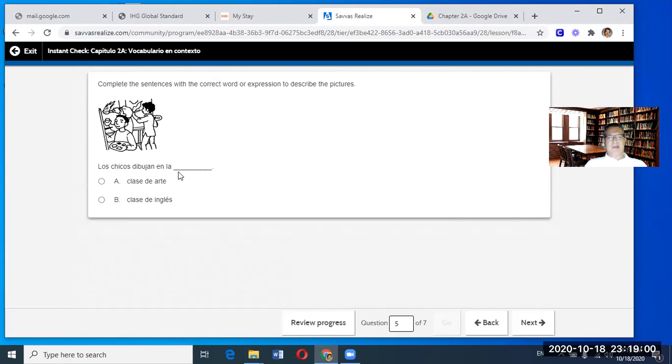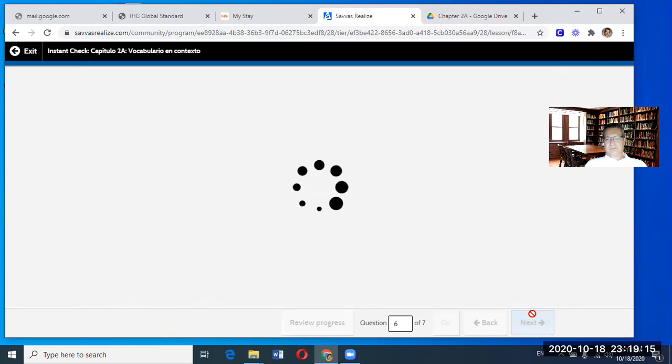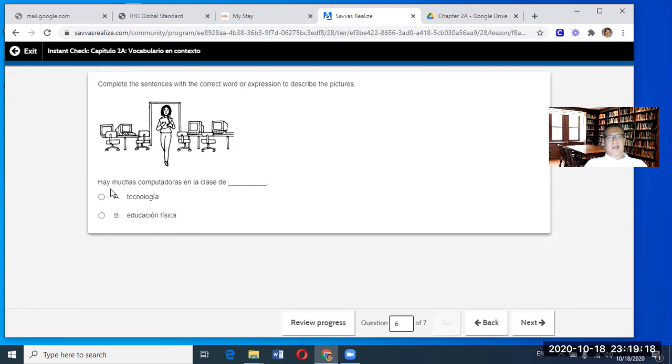Los chicos dibujan en la blank. The kids draw in the art class or English class. Art class, right? Los chicos dibujan en la clase de arte. Hay muchas computadoras en la clase de blank. There are a lot of computers in the blank class. Technology or PE? Technology, right? Hay muchas computadoras en la clase de tecnología.